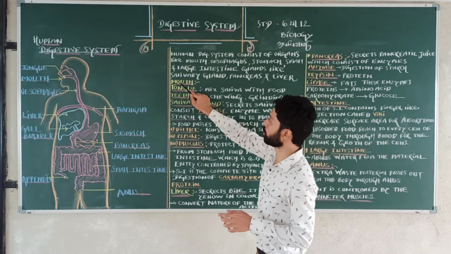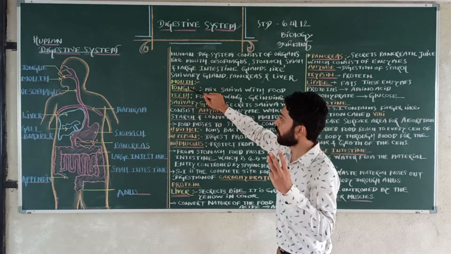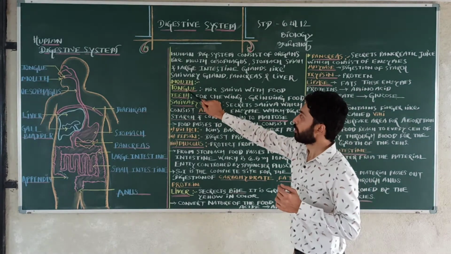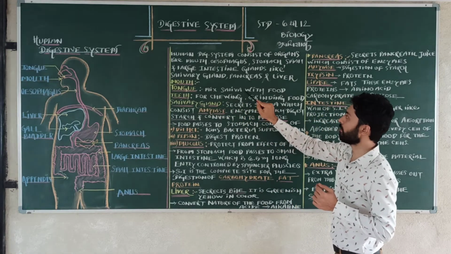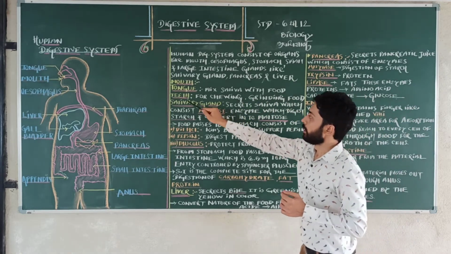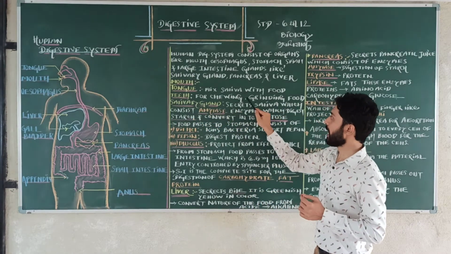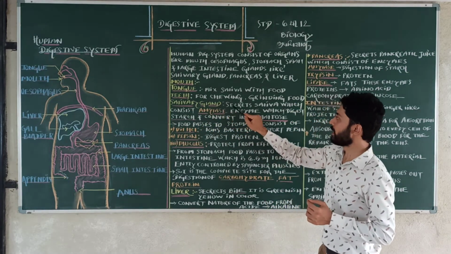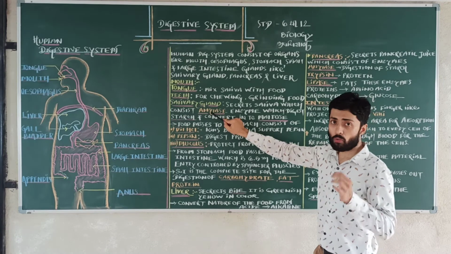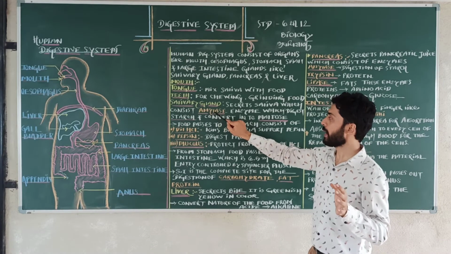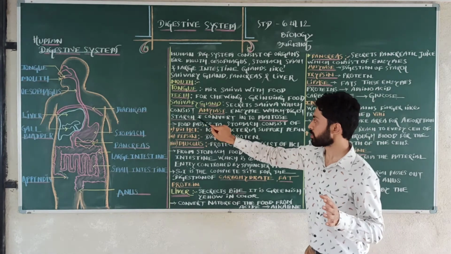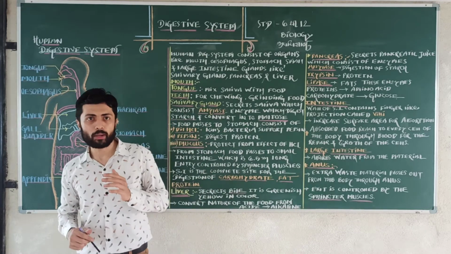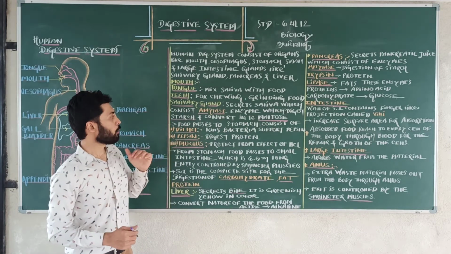Now let's see the first one, mouth. The mouth consists of three things: tongue, teeth and salivary gland. Now let's see the functions of each. The tongue helps in mixing the saliva with the food material which we take. The function of teeth is chewing and grinding of food material. And the third one is the salivary gland. The salivary gland secretes saliva, which contains one enzyme, the amylase enzyme, which digests starch and converts it into maltose. So we can say that digestion of the food material which we take starts from the mouth itself.